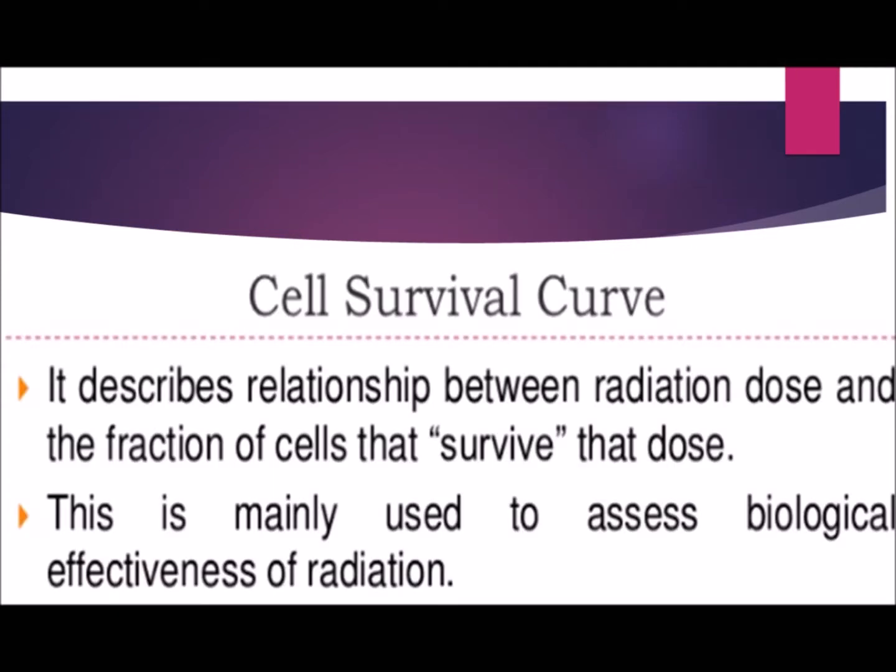Cell survival curve. It describes the relationship between radiation dose and the fraction of cells that survive that dose. This is mainly used to assess the biological effectiveness of radiation.